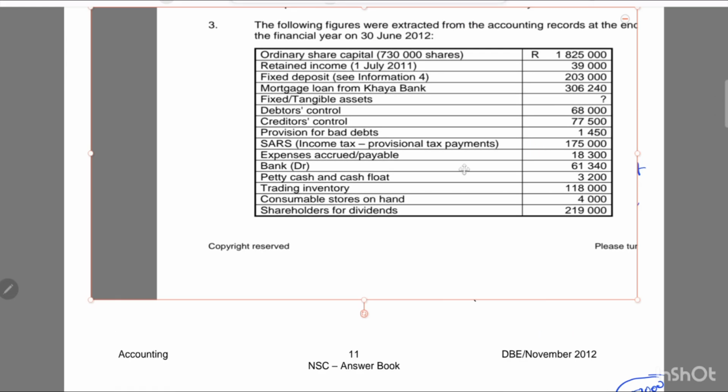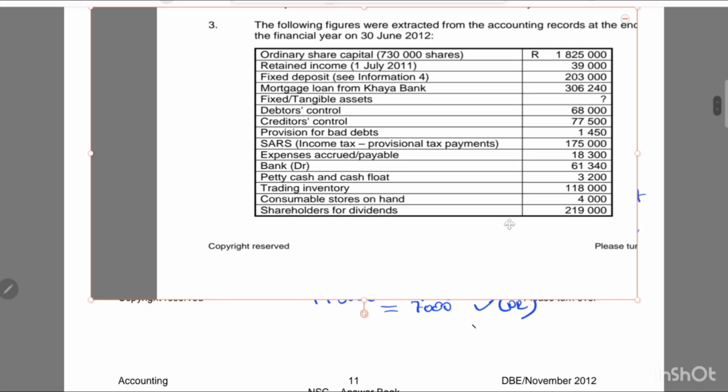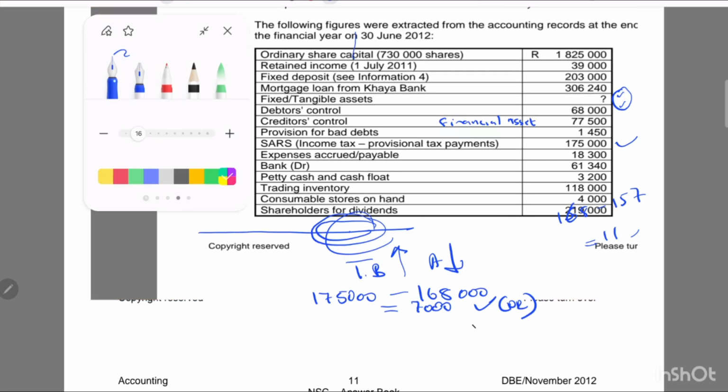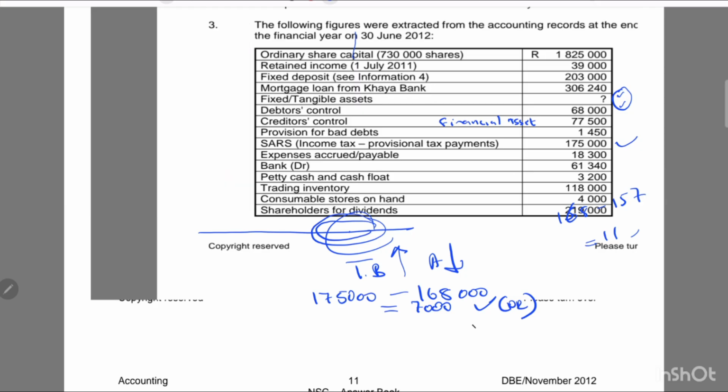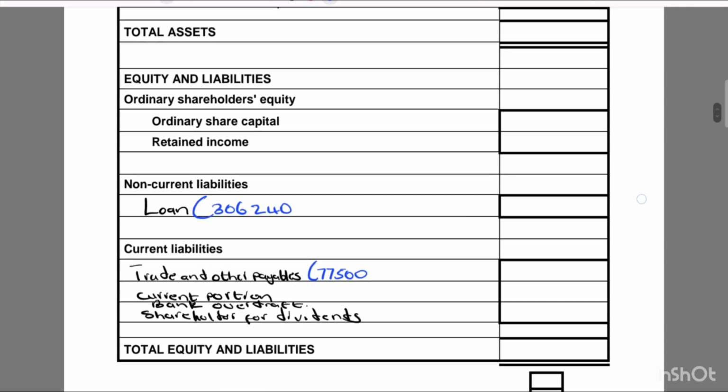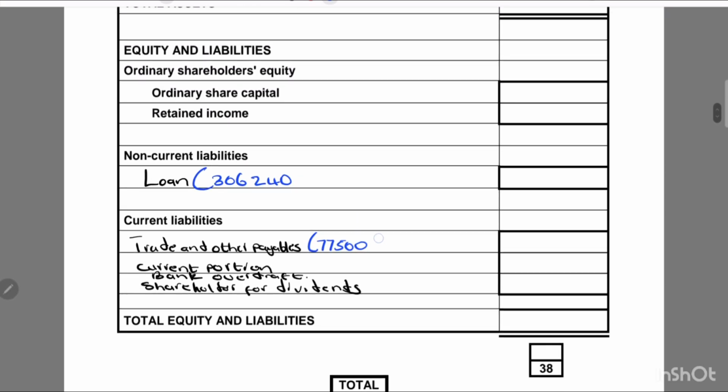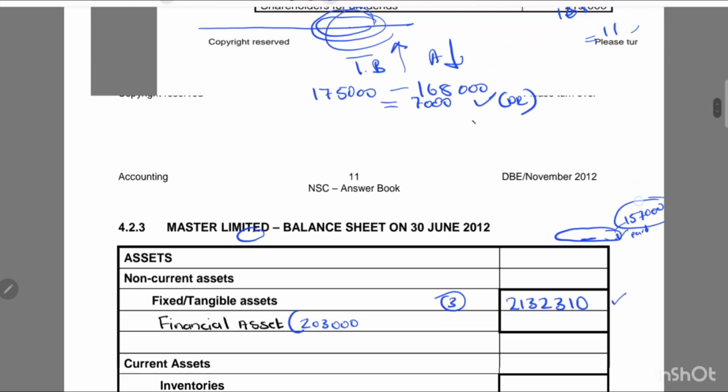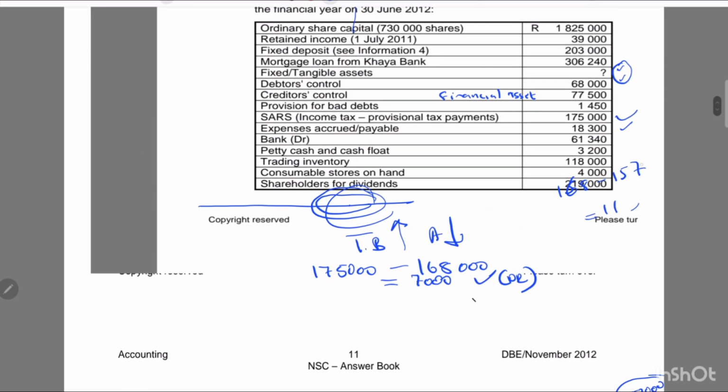We are done with provision, we are done with this one, and then we continue with our information. We have an expense accrued, and we all know that expense accrued means that we are still owing, and it must be shown under trade and other payables. Let's go to trade and other payables now, and we are going to record 18,300. Let's continue with our information now.